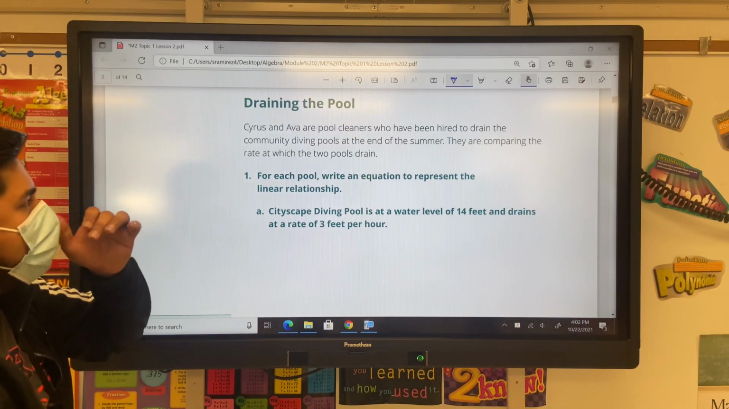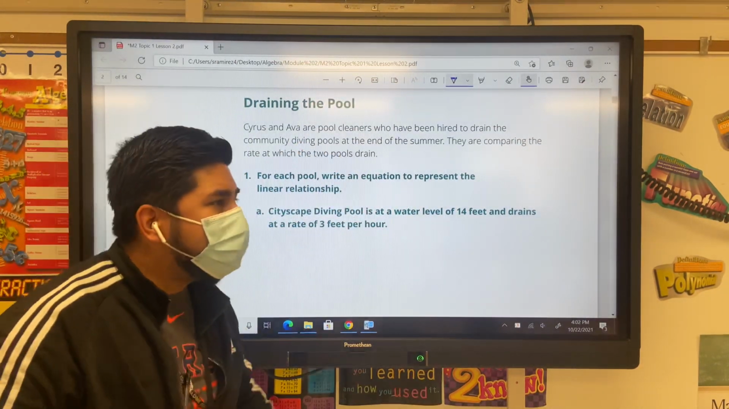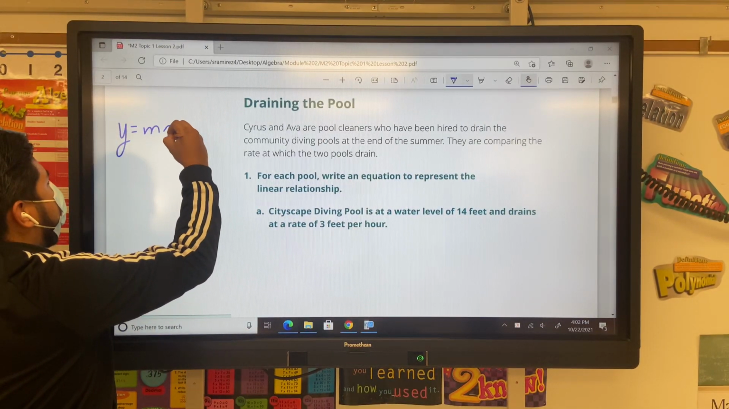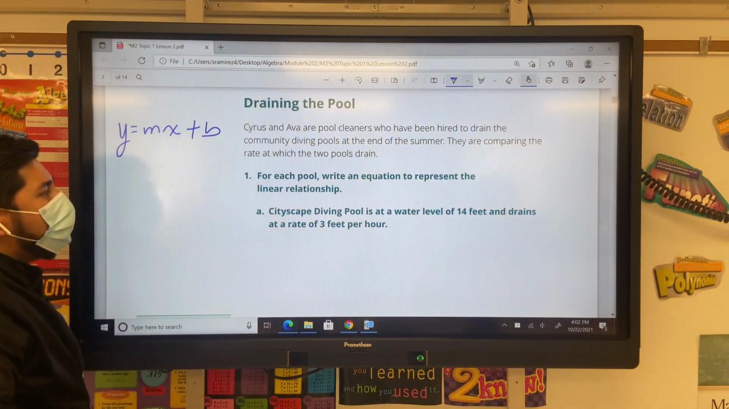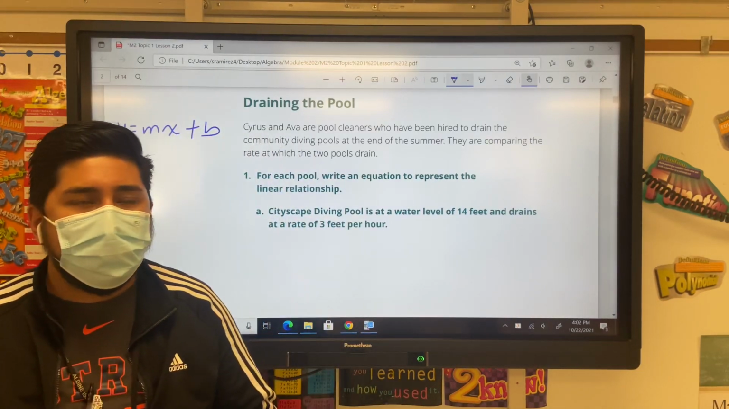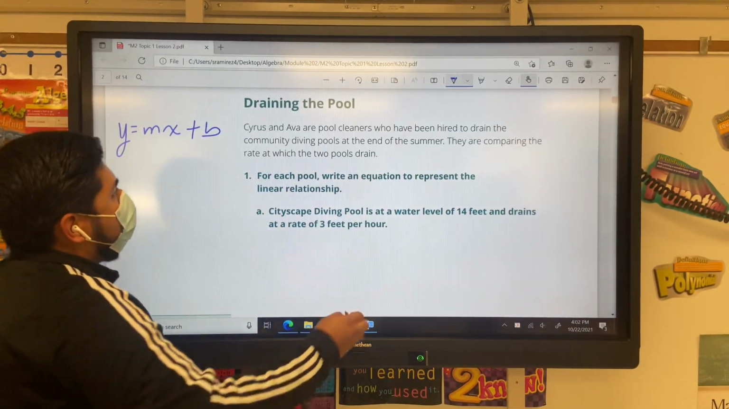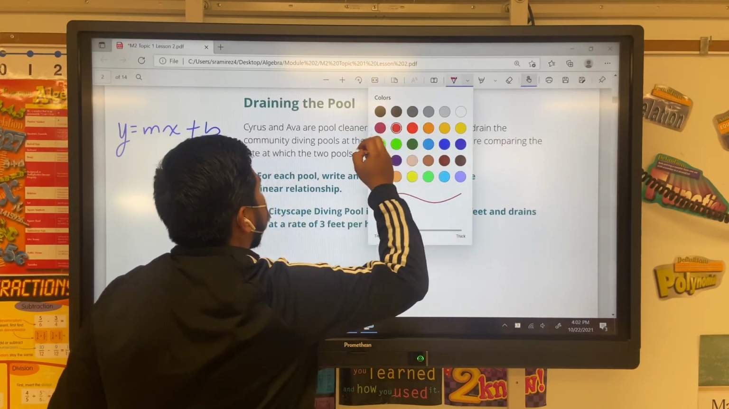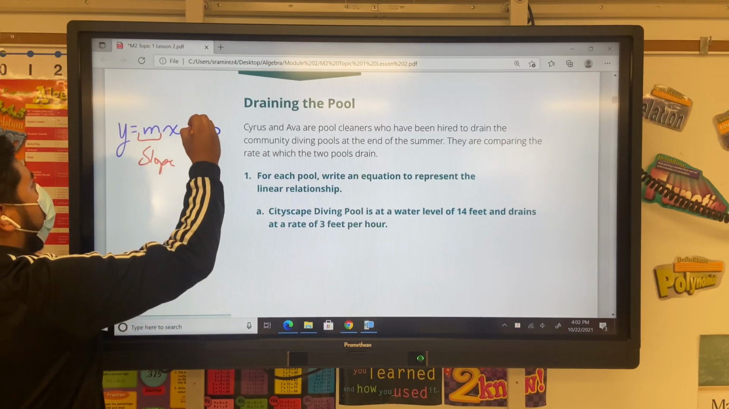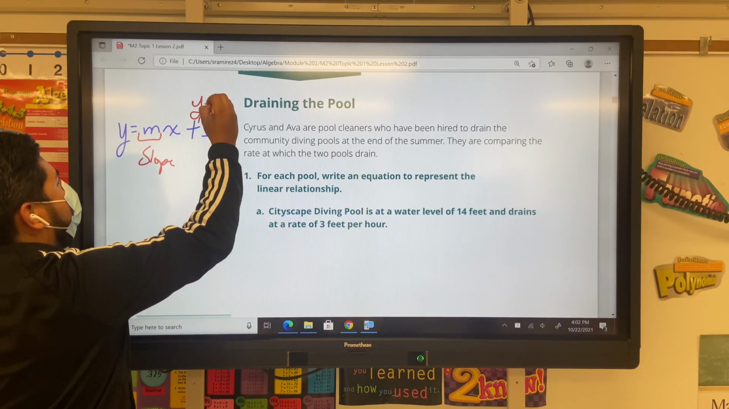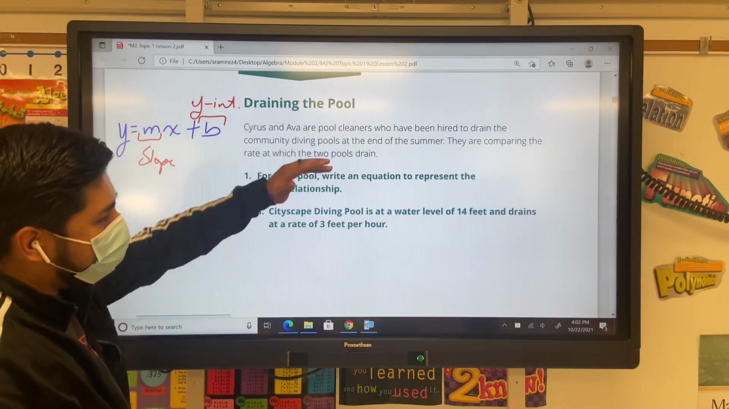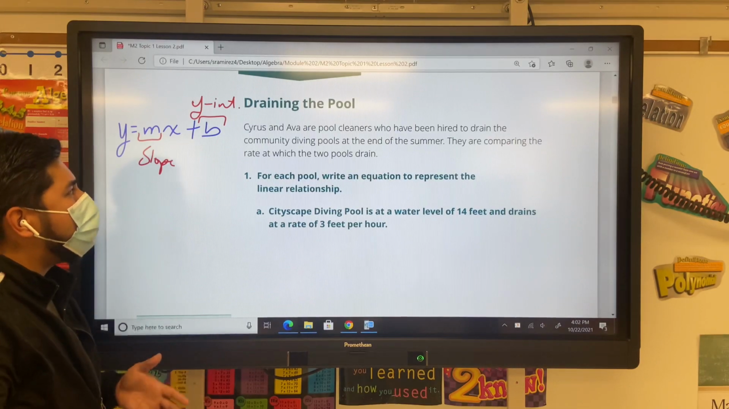Okay, getting started. Now, I just said y equals mx plus b is my slope intercept form. You need to know what slope is, what the intercept is. Writing it right here. My m is slope. My b is my y-intercept. Okay? We will write this equation from all of these paragraphs and statements.